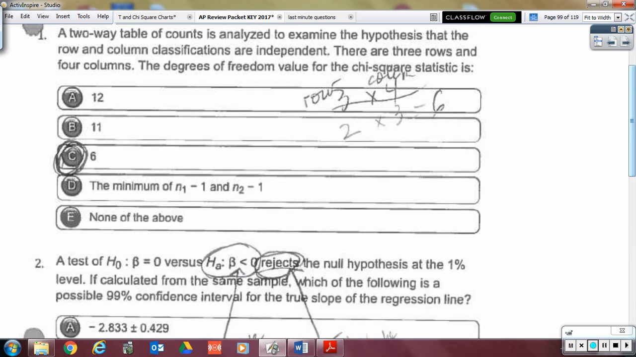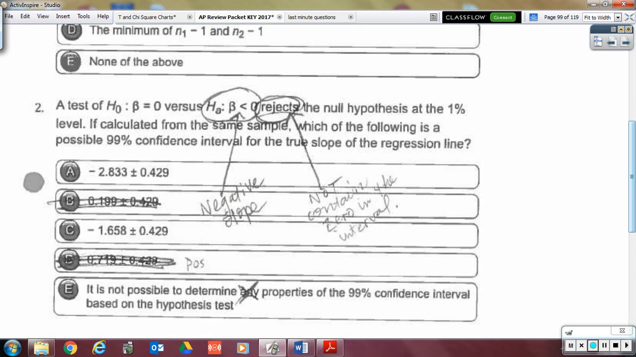Okay, next, number 2. This is a test for slope. So it's a linear regression test. And it tells us, of course, the null hypothesis is that slope is 0. The alternative is slope is less than 0. So that's interesting. Slope is less than 0 means what kind of slope would it be? We're going to have a negative slope.